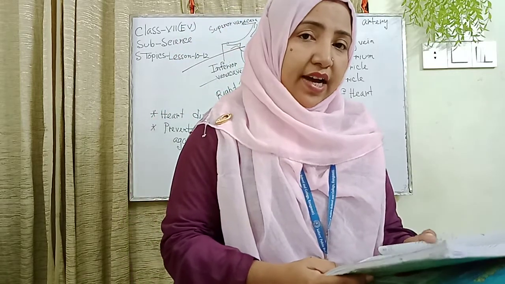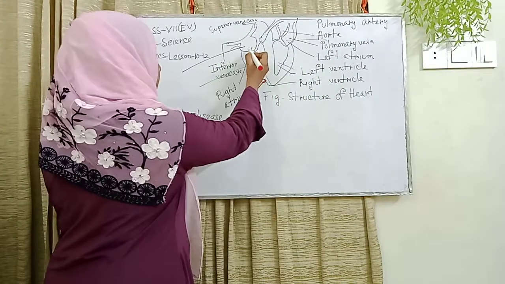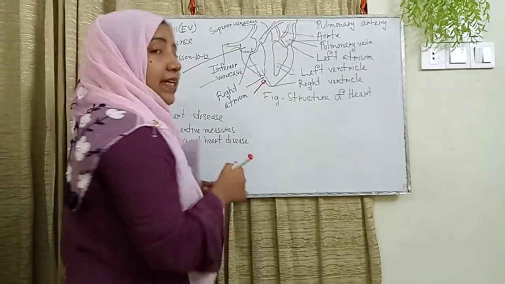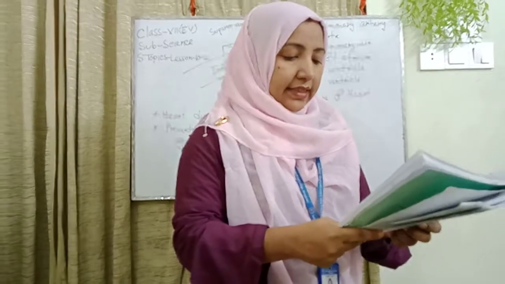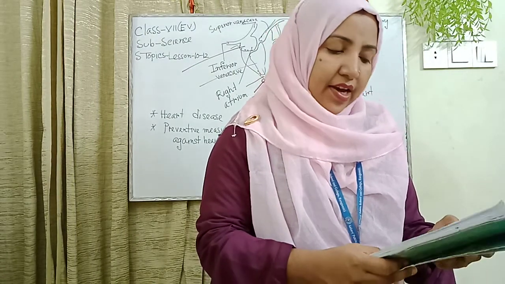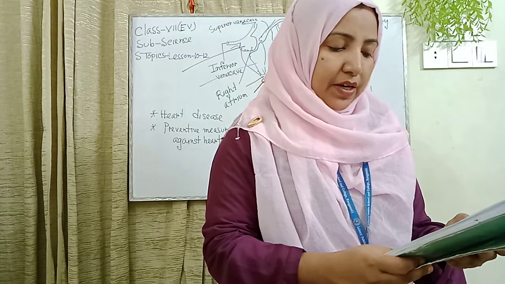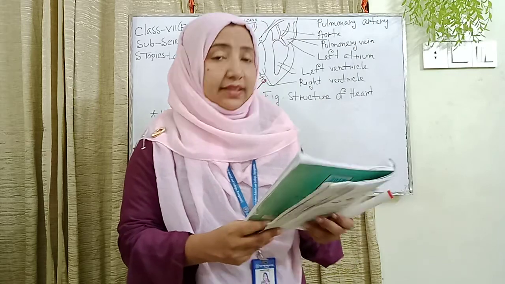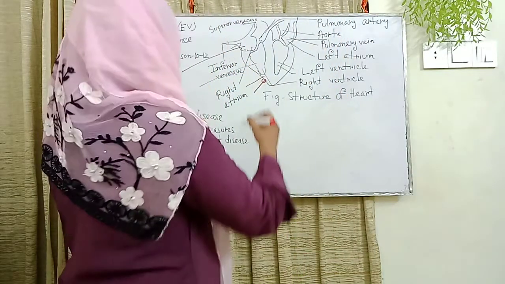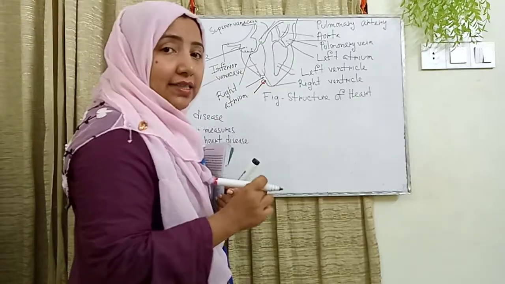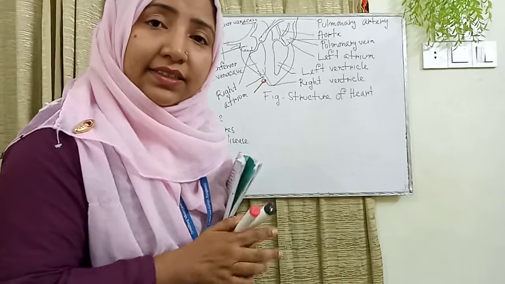Walls of atria are thin. The walls of the atria here are basically thin, and this wall is basically thick. Again, see the books: the walls of atria are thin and those of the ventricles are thick. Atria and ventricles are separated by a wall. Atria are smaller in size than the ventricles. Again, we also see the board. Basically, the atria are small in size and the ventricles are large in size.